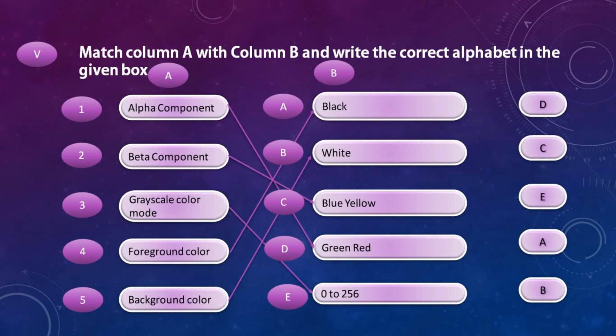So alpha component, we have green, red. Beta component is blue, yellow. Grayscale color mode 0 to 256. Foreground color black and background color is white.